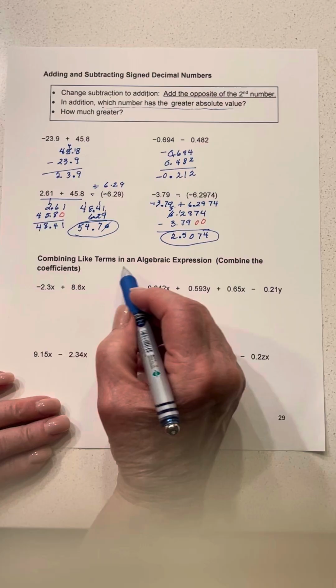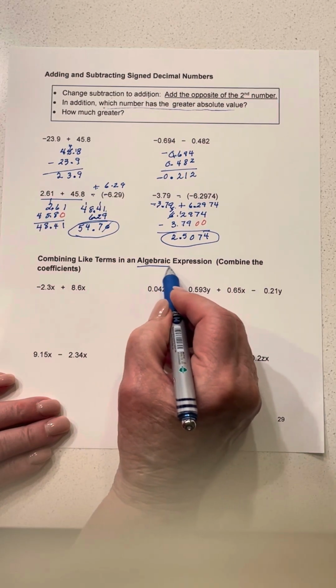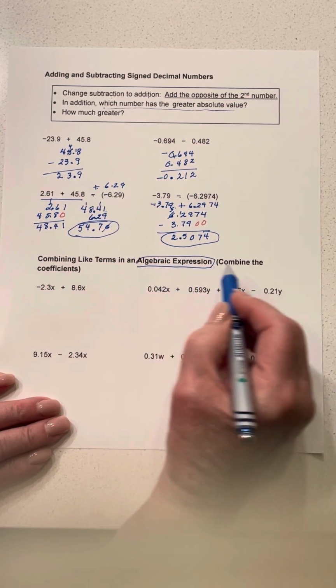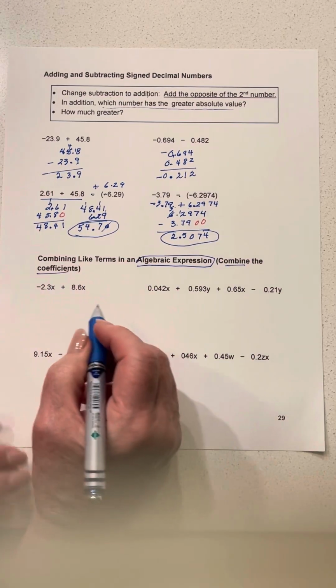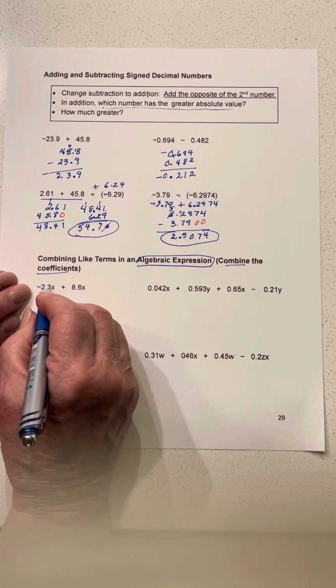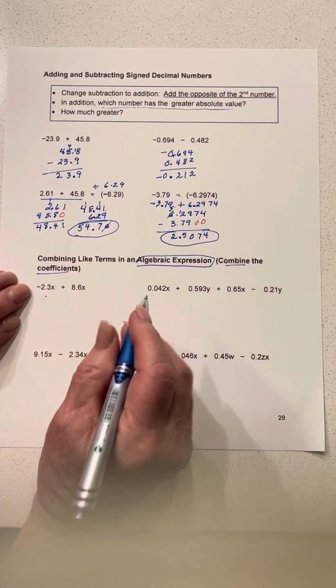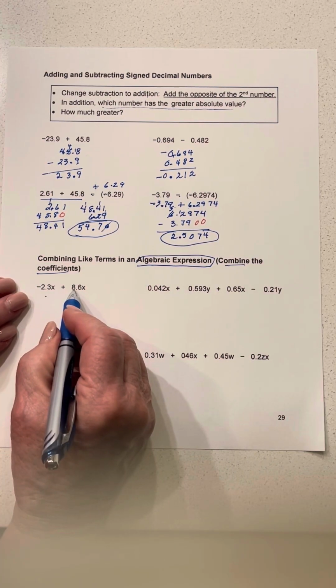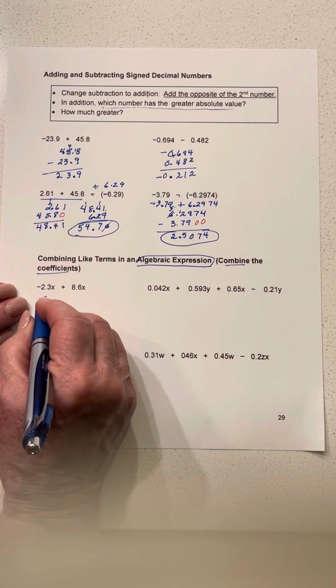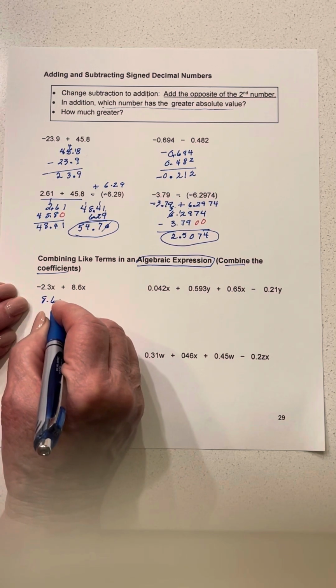So now we're going to be combining like terms in algebraic expressions. We're going to combine the coefficients. So if we have negative 2.3x and 8.6x, we're going to have more positive, right? So the answer is going to be positive. So we have to find out how much more.